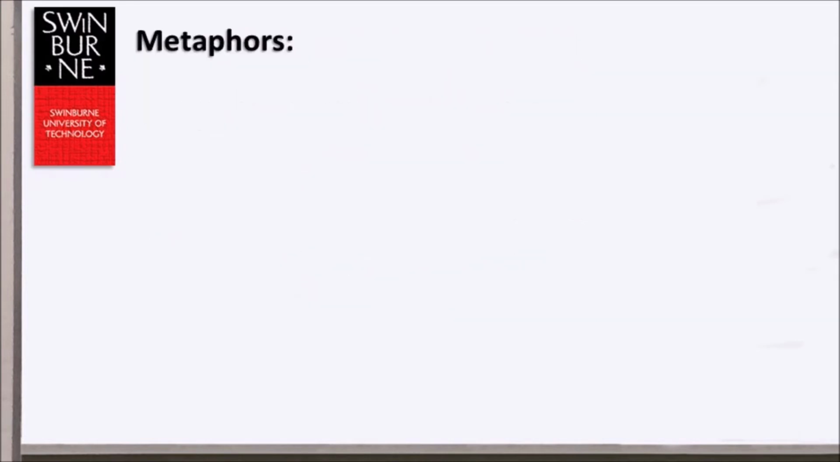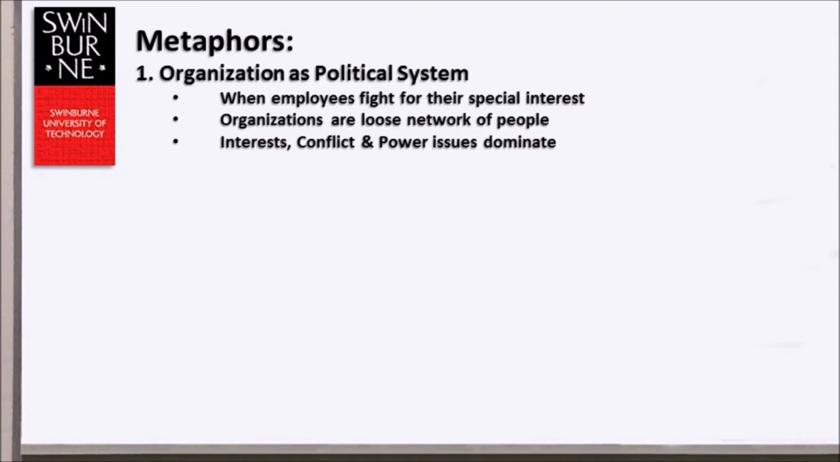Next up are the organization metaphors. The first metaphor that best describes ECA is the organization as a political system, where employees fight for their special interests and generally have divergent interests, which are not in the interest of the organization as such. For example, within ECA, stakeholders have conflicting interests and views and hold other departments accountable for the problem of the file server. This metaphor also sees organizations as a loose network of people with conflicting views towards something.